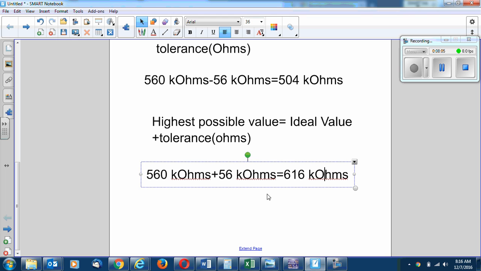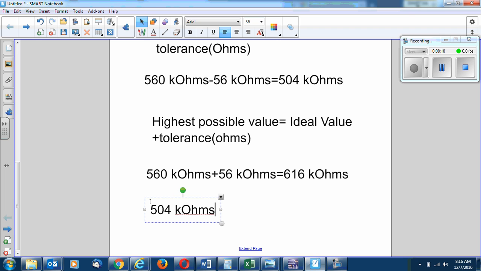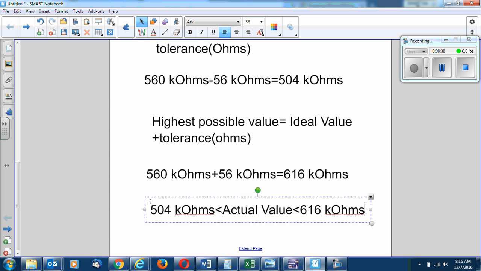So what is the actual value of the resistor? Well, honestly, who knows? It could be anywhere in this region. It could be anywhere from 504 kilo ohms, and this is where I'm going to put the actual value. We don't know what that actual value really is, right? Anywhere from 504 kilo ohms to 616 kilo ohms. Anywhere in that region is a correct value for that resistor, and you should plan on having a resistor in that range. So the really big thing to take away from this, guys, is that there is no such thing as a resistor of exact value.